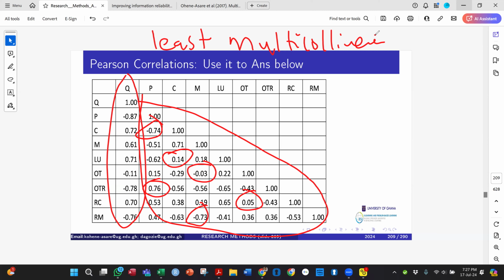So how do you search for it? You have to search for it vertically, up to down, up to down, up to down. Now that is the least multicollinear. Let's go to the next one.